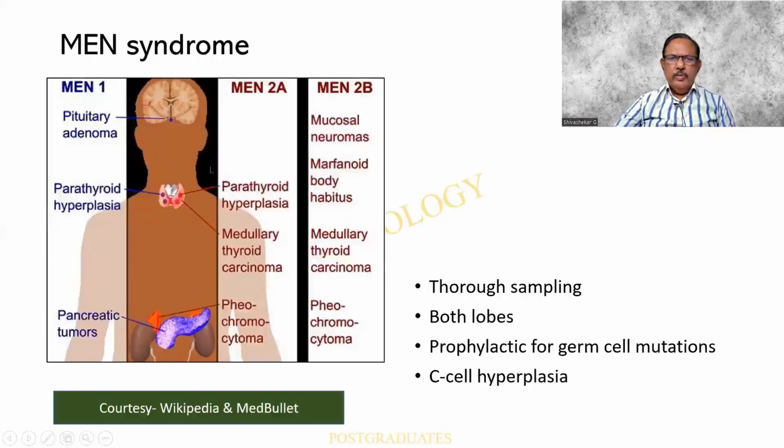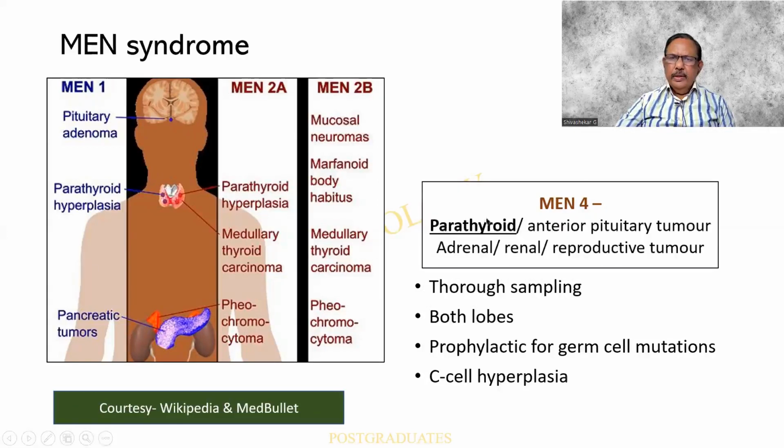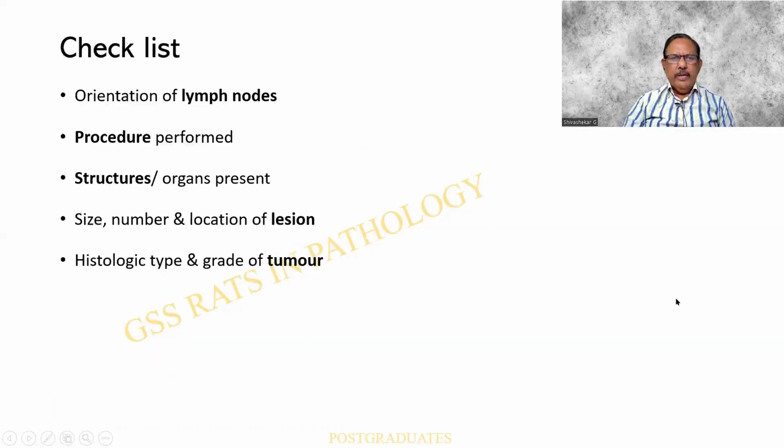This is our MEN syndrome. The various things are mentioned. In one, I find that there can be a parathyroid hyperplasia. In 2A, again, there can be a parathyroid hyperplasia as well as a medullary carcinoma. In 2B, there can be again a medullary carcinoma of the thyroid. Therefore, a thorough sampling will be required if a MEN is suspected. Also, the C-cell hyperplasia can be looked for. Parathyroid is also there in a case of MEN 4. So all these are essential and it should be covered. That is why a minimum of 20 bits have been recommended.